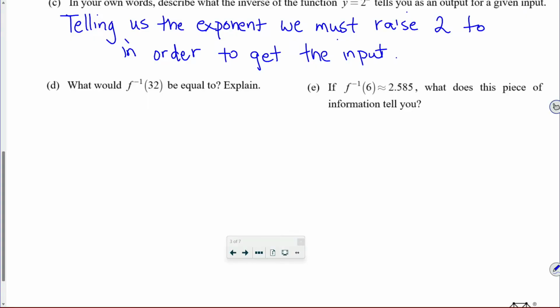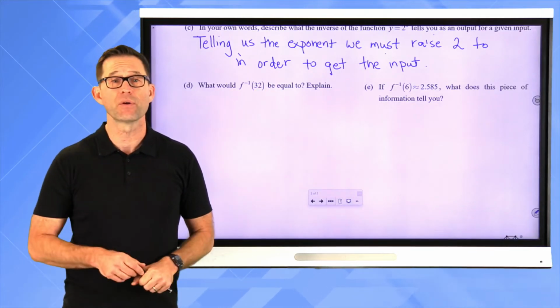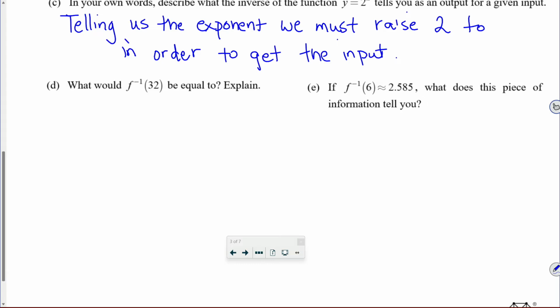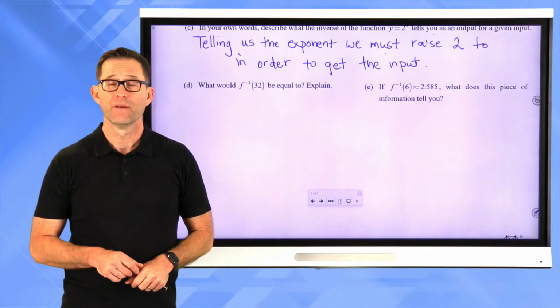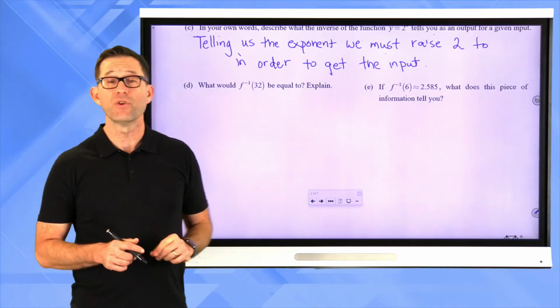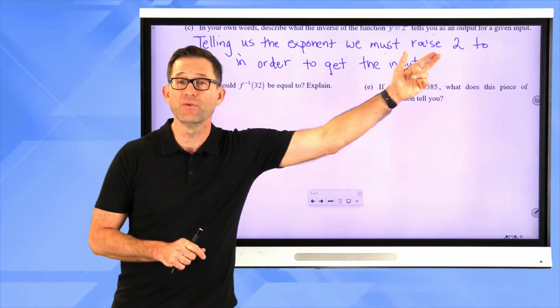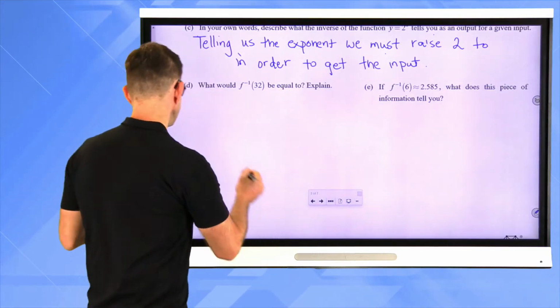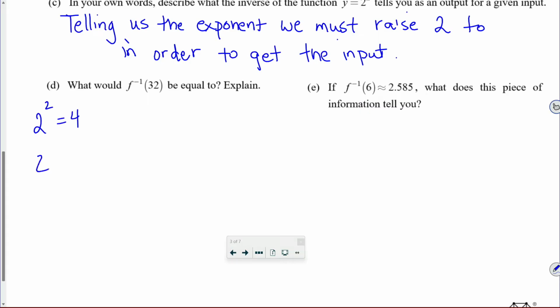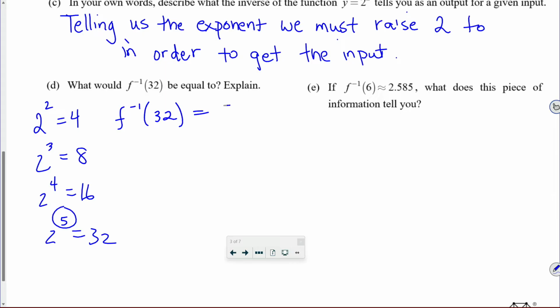What would f inverse of 32 be equal to? Explain. Well, think about what we just said in letter C and see if you can figure that out. Well, f inverse of 32 should be the exponent we need to raise 2 to in order to get 32. And again, 2 to the second is 4, 2 to the third is 8, 2 to the fourth is 16, 2 to the fifth is 32. There it is, right? So f inverse of 32 must be equal to 5, and that's because 2 to the fifth equals 32, right?